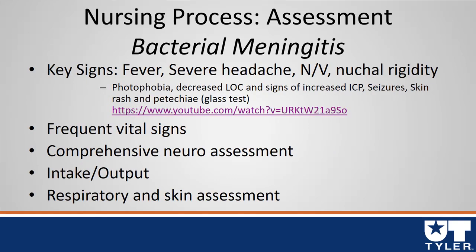The key signs of bacterial meningitis are a high fever, a severe headache, nausea and vomiting, and nuchal rigidity or neck stiffness. Your patient may also complain of photophobia, have a decreased LOC, show signs of increased ICP, and have a new onset of seizures. Meningococcal bacterial meningitis has a distinct skin rash, and petechiae may be present if septicemia has occurred.